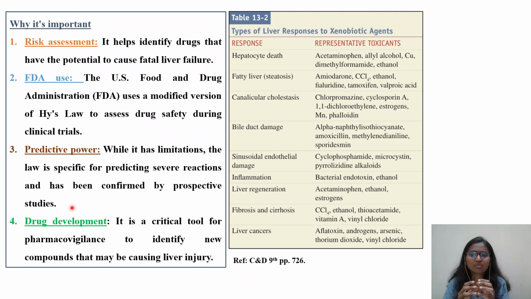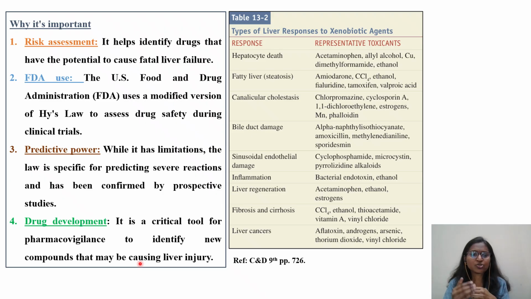So maybe whenever there is a severe kind of liver damage, that time only this particular can be used as a tool. In drug development, Hy's law is a critical tool for pharmacovigilance to identify new compounds that may be causing liver injury. So these are the different applications, the importance of Hy's law.